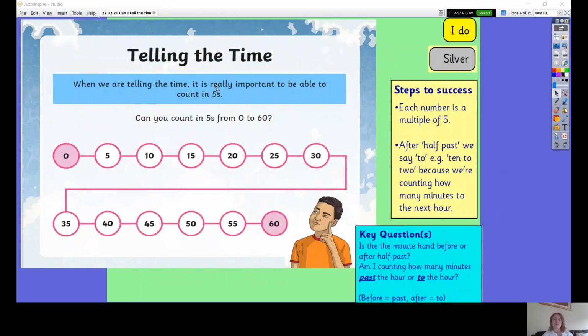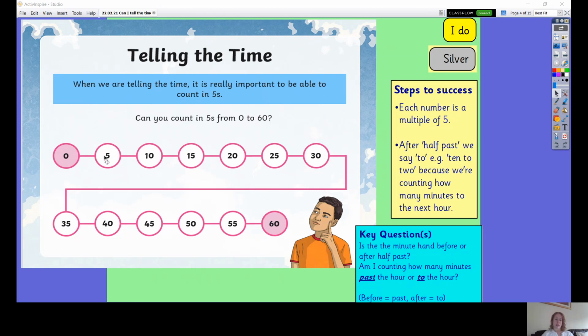When we're telling the time, it's really important to be able to count in 5s. I just want you to count with me to make sure that we are confident counting in 5s. Then we might even go backwards, so watch my arrow on the screen carefully. 0, 5, 10, 15, 20, 25, 30, 35, 40, 45, 50, 55, 60.